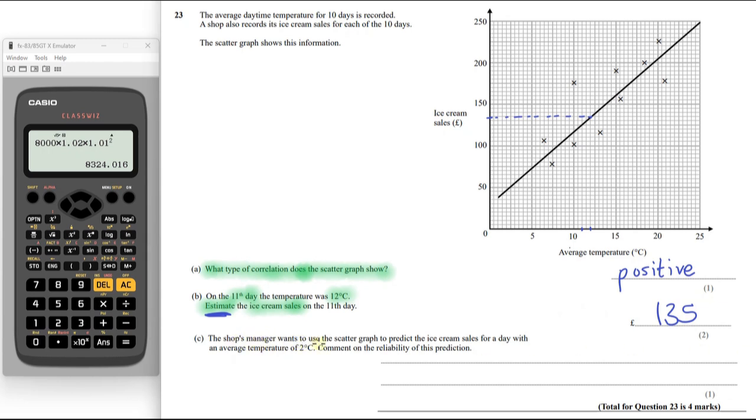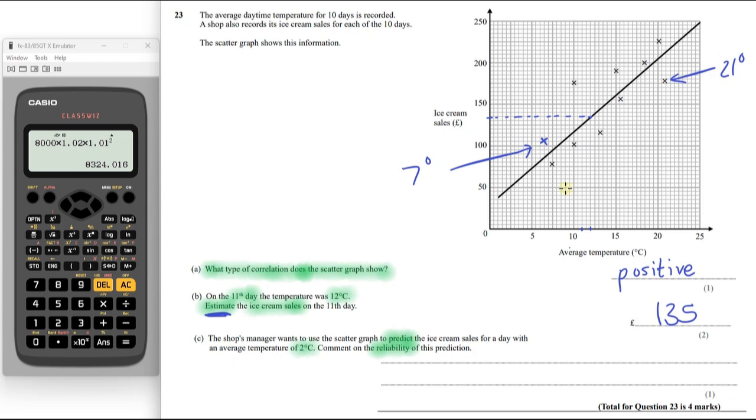The shop's manager wants to use the scatter graph to predict the ice cream sales for a day with an average temperature of 2 degrees. Comment on the reliability of this prediction. Now, 2 degrees, notice what the minimum temperature was when he recorded the ice cream sales. The minimum looks like it was about 7 degrees. So this point here was 7 degrees. The maximum was over here. It looks like it was about 21 degrees.